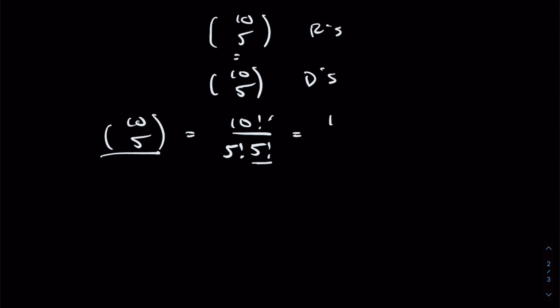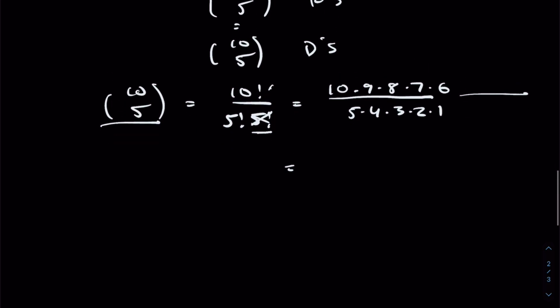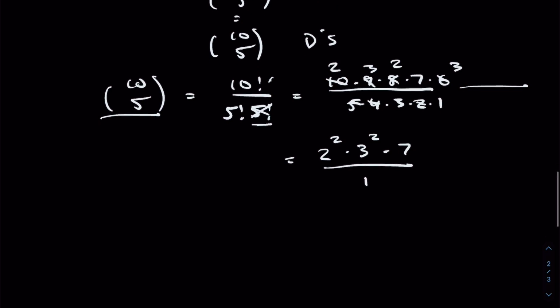expressions to get 10 times 9 times 8 times 7 times 6, and then the remaining terms are all canceled out by one of these, and then just divided by a single 5 factorial, so 5 times 4 times 3 times 2 times 1. We can then begin to do a little cancellation, so this becomes a 2, this becomes 3, this becomes a 2, this becomes a 3, and we are left with 2 squared times 3 squared times 7 all over 1. This is 4 times 9 times 7, or 63 times 4, or 252.